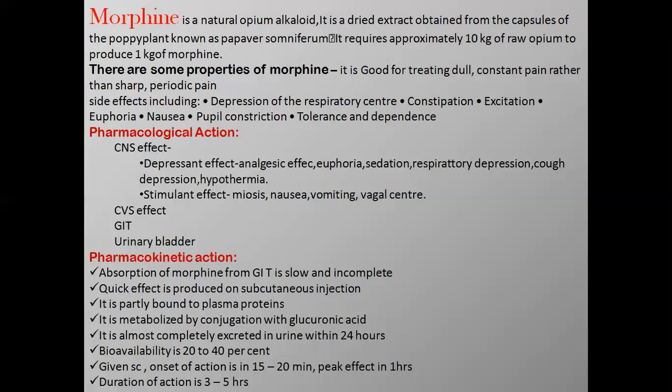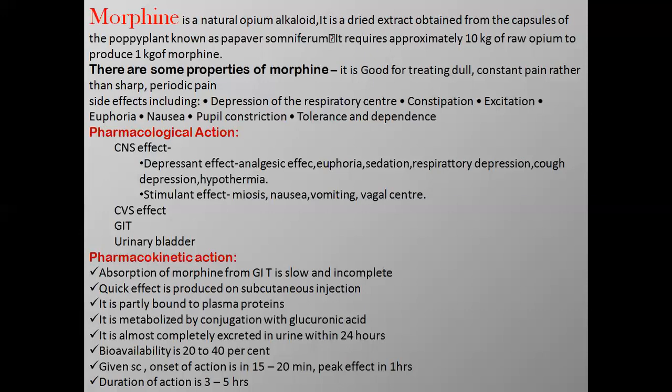The stimulant effects are mainly miosis. Morphine produces constriction of pupils due to stimulation of the third cranial nerve nucleus. Some tolerance develops to this action. Pinpoint pupils are an important feature in acute morphine poisoning. Miosis is not seen on topical application of morphine to the eye. Also, nausea and vomiting occur. It stimulates the vagal center in the medulla and causes bradycardia.